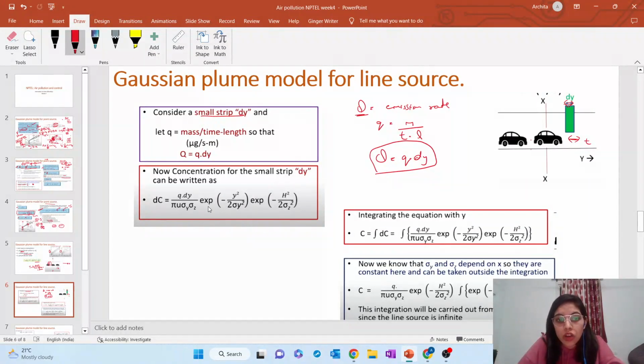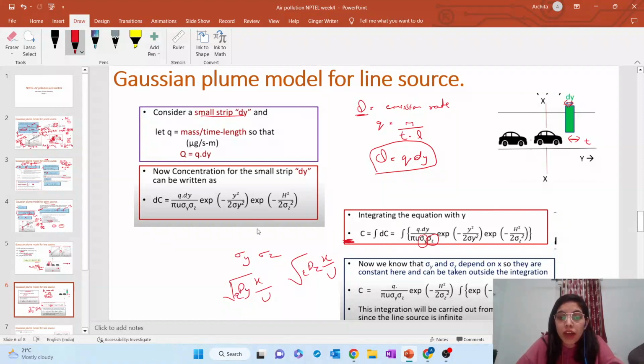That is one thing. Now you integrate it. Before we integrate, we need to see which terms are independent. For example, sigma y and sigma z are independent of y because they are dependent on x and u, right? Or they are dependent on dz, x and u.